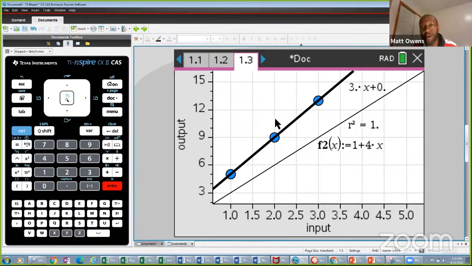Now, I know we're getting short on time, but there are some other good, juicy parts of Nspire that I wanted to highlight here that will show up in high school.